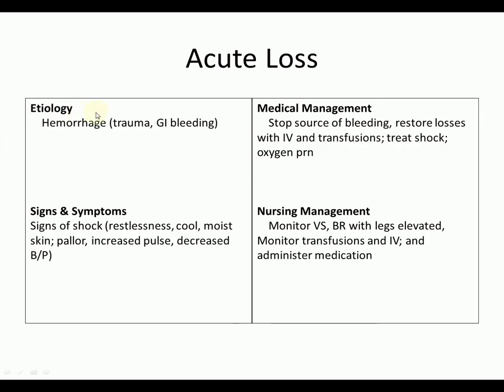I have made charts for you here that should help you with your studying for acute loss. Your etiology is hemorrhage, tumor, GI bleed. Signs and symptoms, you're going to look for signs of shock like restlessness. They're going to be cool, moist skin, pallor, increased pulse, decreased blood pressure.